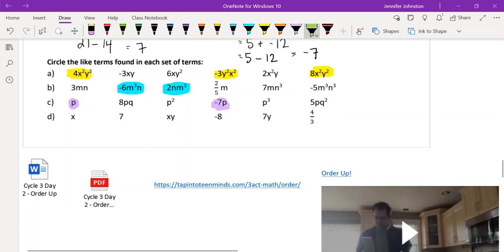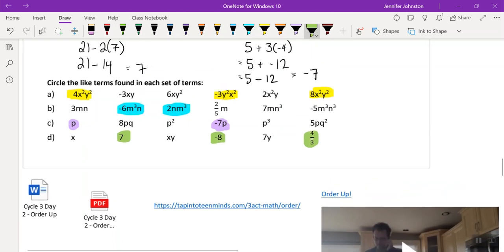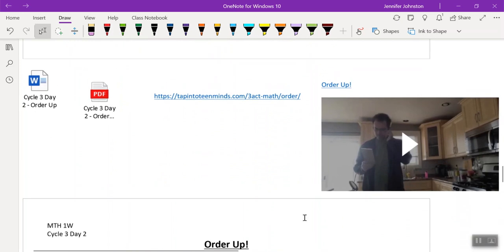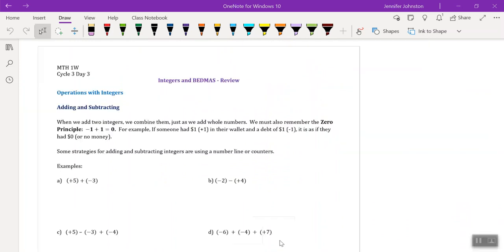And then lastly, this one has an x. There's no variables, an x and a y. No variables can go together, and no variables can go together. So those are all what we call like terms. We're going to do the order up on Monday.